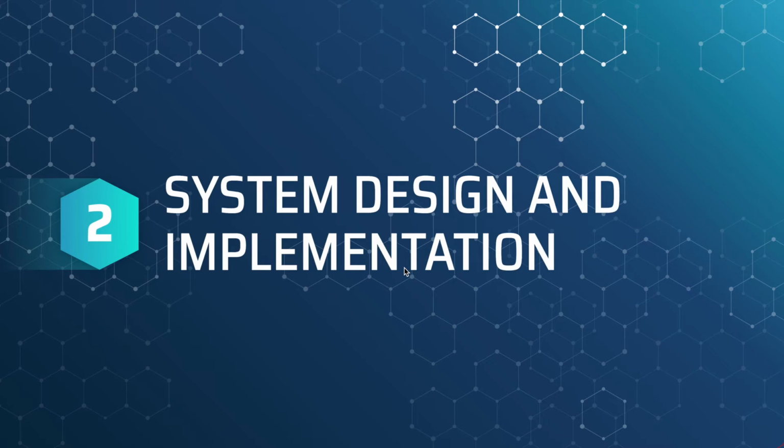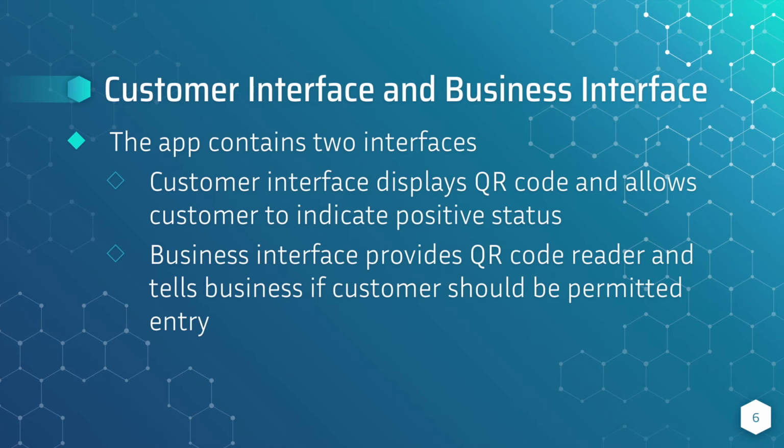Next, I will discuss my system design and implementation. As I mentioned previously, the app contains two interfaces. One interface is for users who are just normal everyday people, and I refer to them as customers. When they log into the app, they will be navigated to a user landing page which displays their uniquely generated QR code that they can use to scan when they enter a public place.